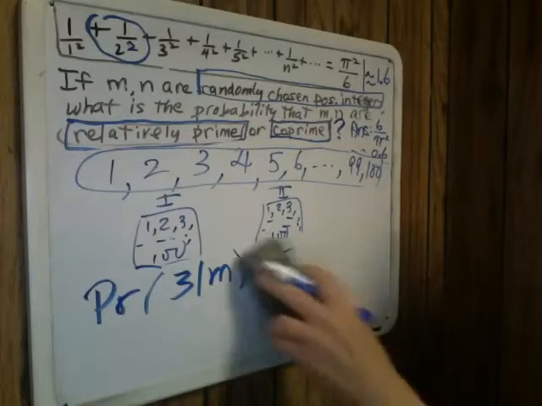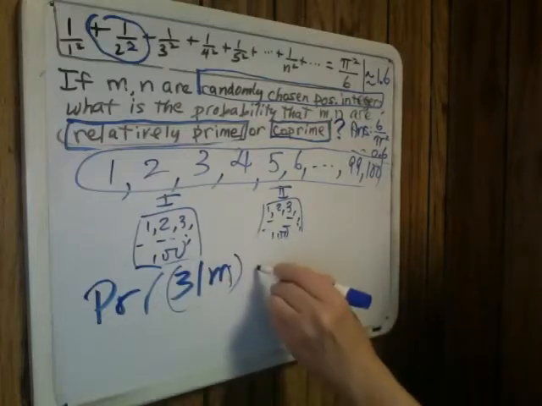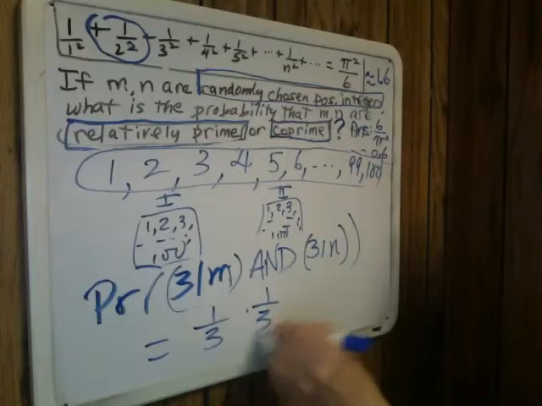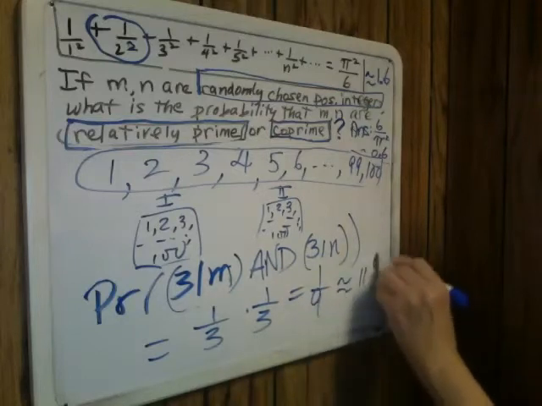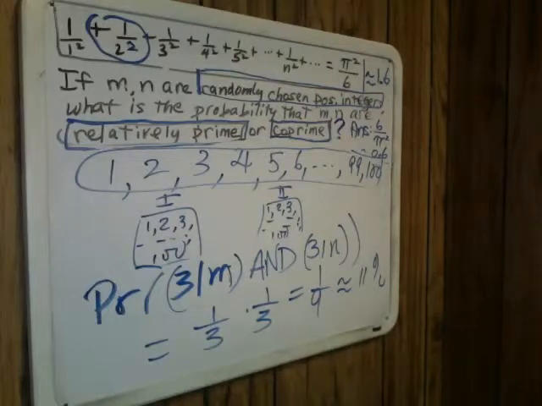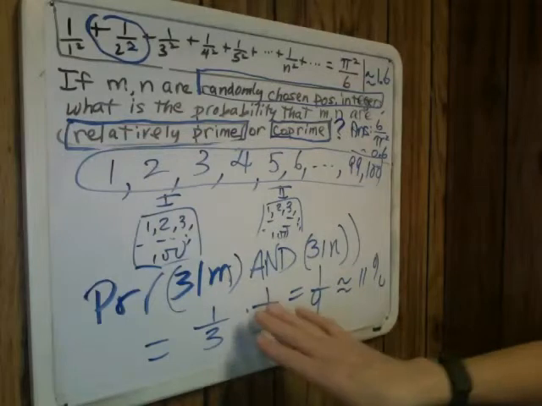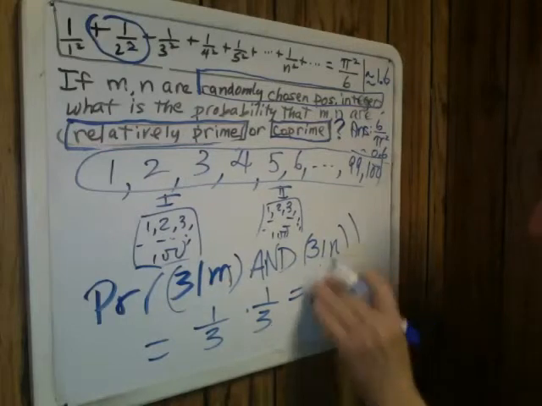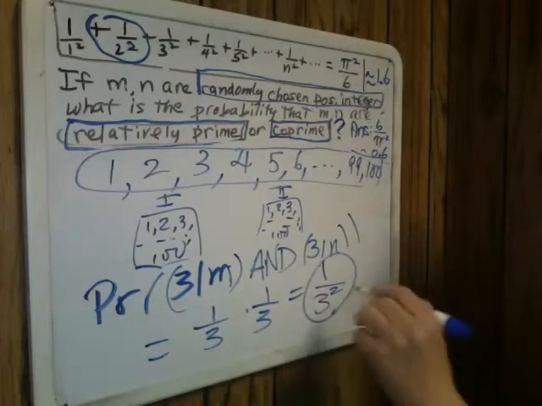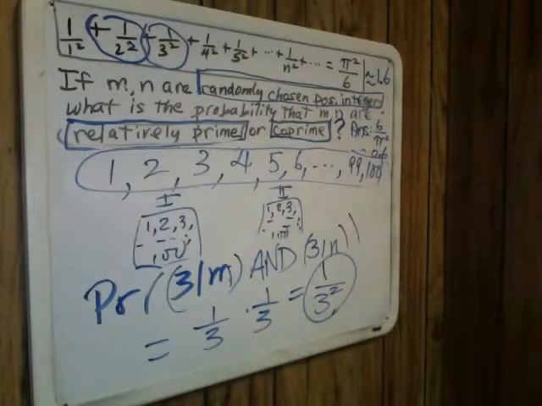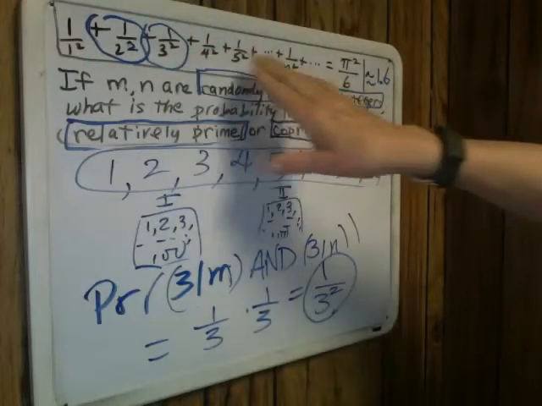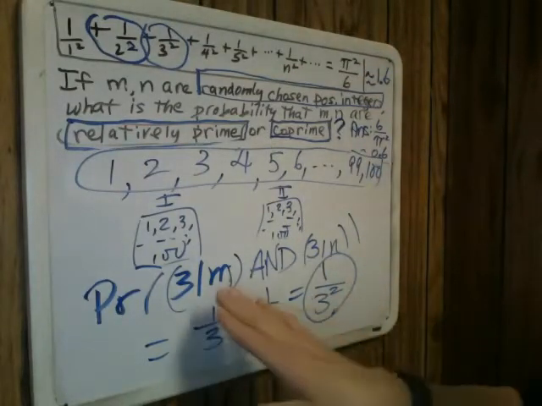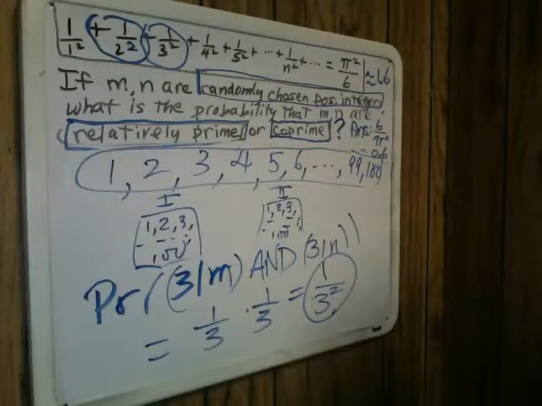Let's again do the compound event. What is the probability that 3 will divide m and 3 will divide n? This would be 1/3 times 1/3, which is 1/9, which is approximately 11%. Okay. So we are now beginning to get to probabilities that look like some of the terms of our original Euler conjecture, which he derived as pi squared over 6. Pretty amazing stuff.